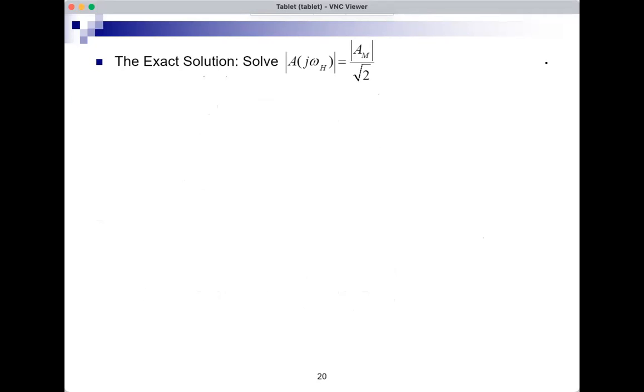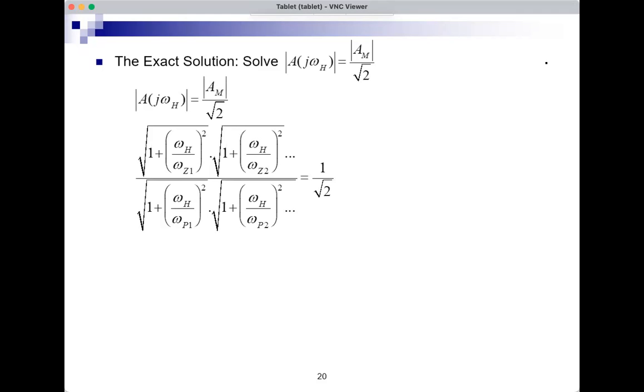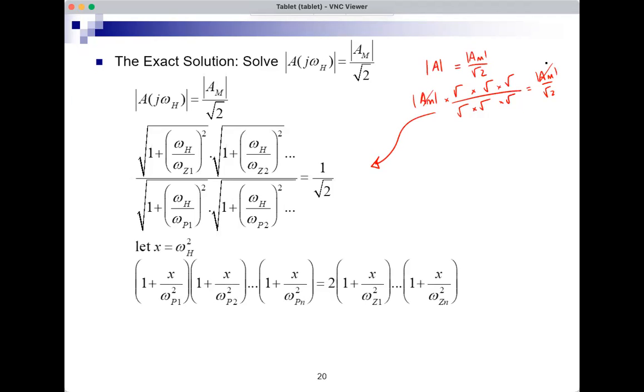All right. Can I find the magnitude of A at j omega h? Well, just replace S by j omega h, take the magnitude of this complex number, and you get this. So the magnitude of A is AM over √2. So you get AM times a product of square roots here, divided by a product of square roots here, equal to AM over √2 at the 3 dB value. So AM and AM cancel, and we get this equation, which looks kind of scary, but it's really not that scary, because if you square the two sides and you call omega h squared x, you end up with a polynomial equation, this kind of equation.